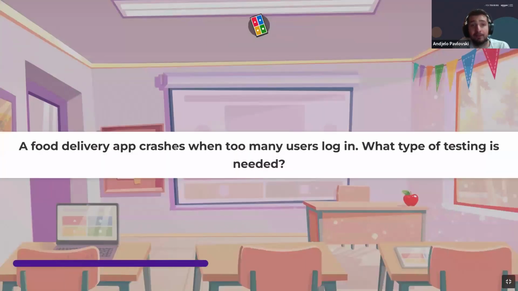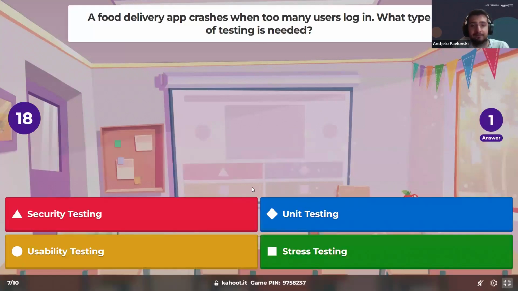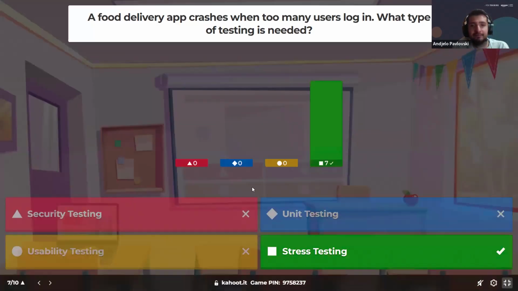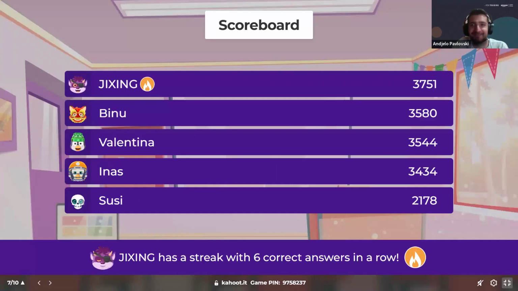A food delivery app crashes when too many users log in. What type of testing is needed? Wonderful. So everyone went for stress testing, self-explanatory. The others are basically, let's say, functional and usability, which are just separately used by stakeholders. So very well done by everyone once again.